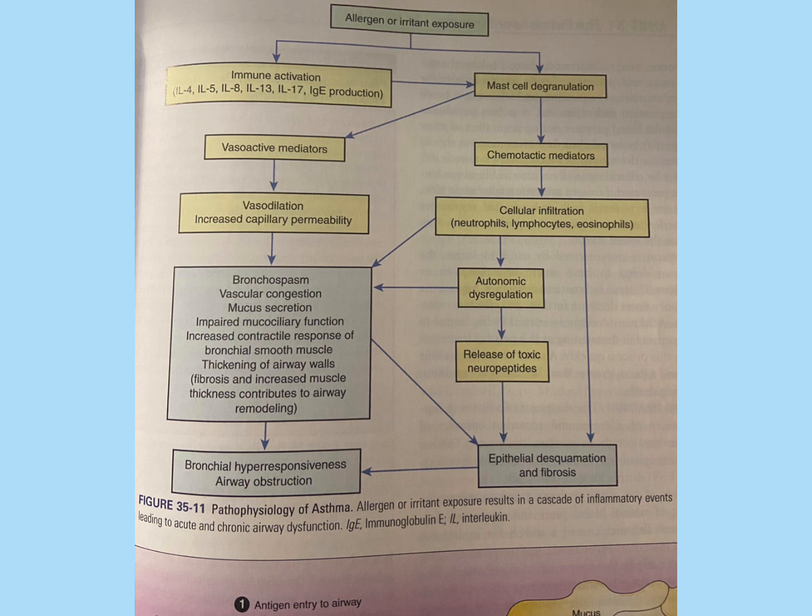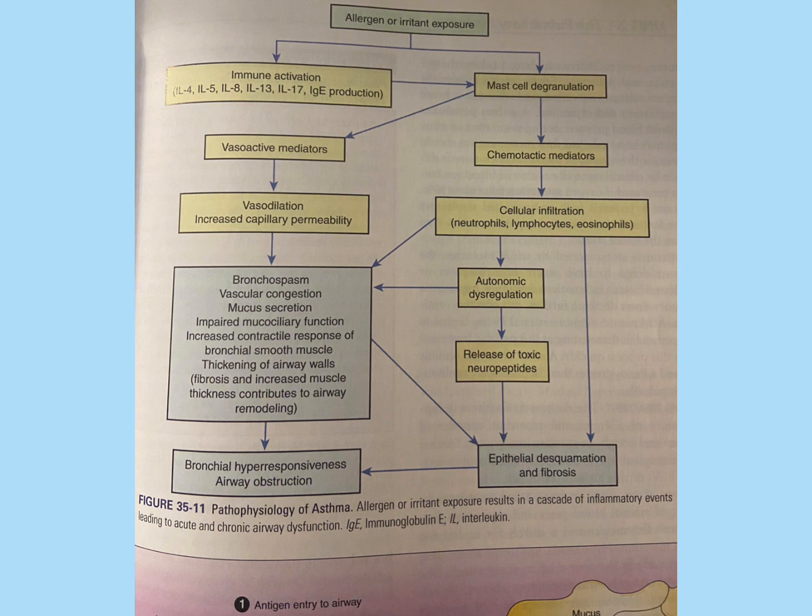What happens when the patients are exposed to allergens? The allergens activate the immune system, immune activation, and IgE production, and it leads to mast cell degranulation, and then it creates vasodilation that leads to impaired mucociliary function in the lungs, and then bronchial smooth muscle constriction and thickening of the airway walls that leads to airway trapping, which leads to airway obstruction.